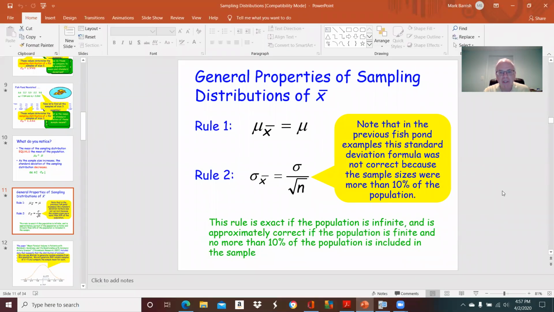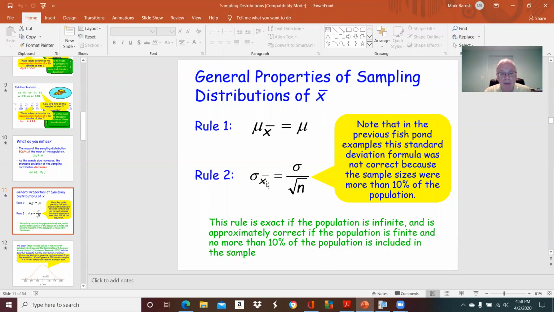There we go. So this is what we determined last time when the sample statistic is a sample mean. And we wanted to know the mean and the standard deviation of the sampling distribution. That is the list of all possible sample statistics of size n. In this case, it would be a sample mean. The mean of the sampling distribution of x bar is equal to the mean of the population. That's what we determined last time.